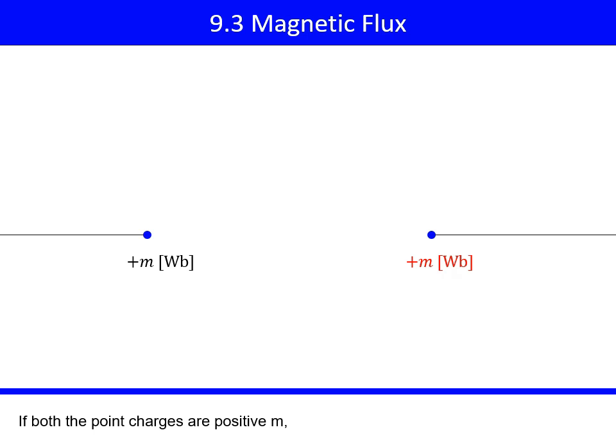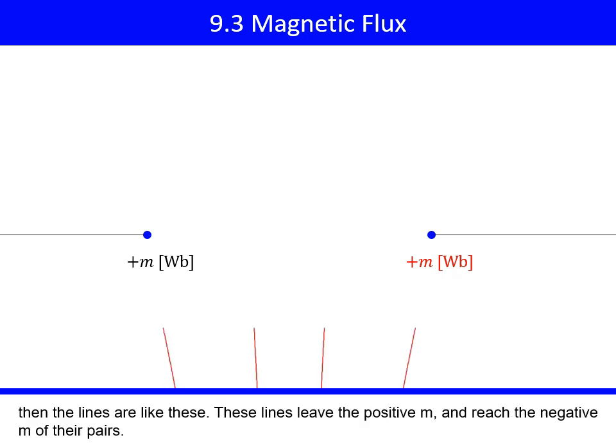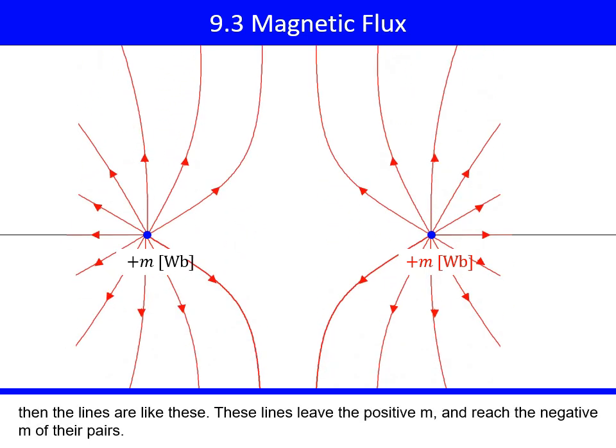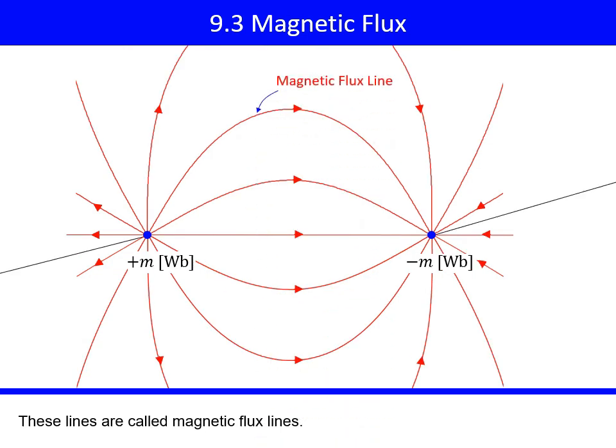If both the point charges are positive m, then the lines are like these. These lines leave positive m, and reach negative m of their pairs. These lines are called magnetic flux lines.